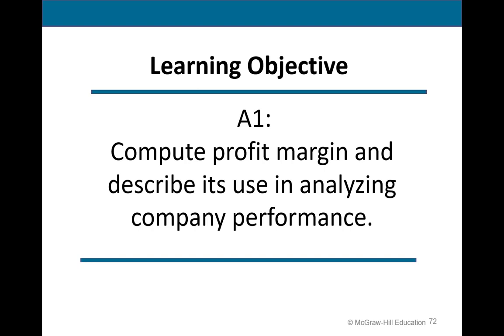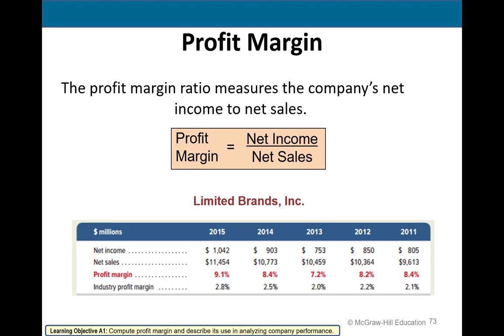First, learning objective: compute profit margin, and describe its use in analyzing company performance. Profit margin is an important measure in business. It tells us about the relationship between sales and profits or net income. We calculate the ratio by dividing net income for the period by sales revenue. A high profit margin is an indicator of future growth.